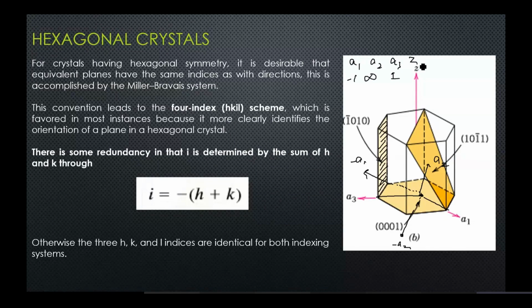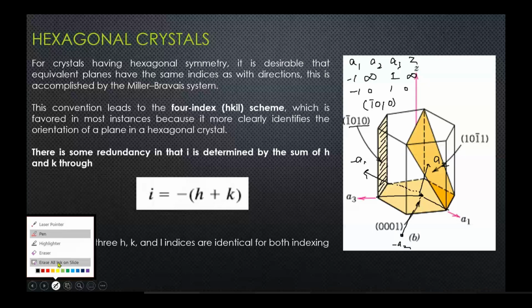Is the plane cutting the Z axis? No, sir. So essentially you'll have minus 1, 0, 1, 0. That means minus 1 bar, 0, 1, 0. This would be the plane represented by the black color. Clear? Yes, sir.